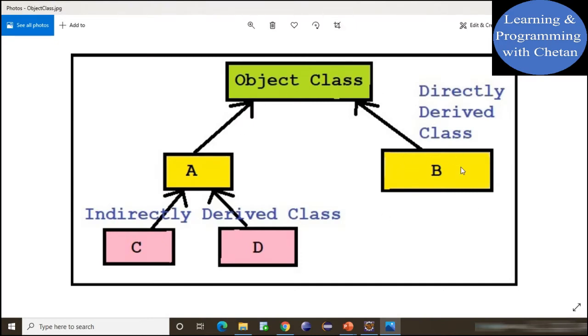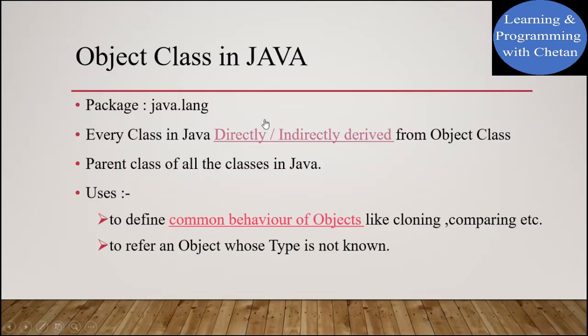So here you can see that our B class does not have any parent class and it is directly derived from the Object class. And if we talk about classes C and D, then these two classes have their parent class as A, and A is directly derived from the Object class. So class C and class D are indirectly derived from the Object class. In other words, we can say that the Object class is the parent class of all the classes in Java programming language. Now let us discuss the uses of the Object class.